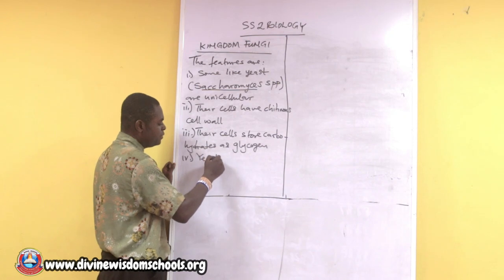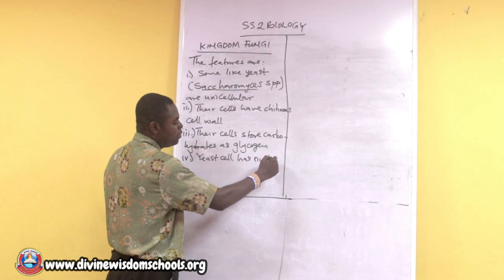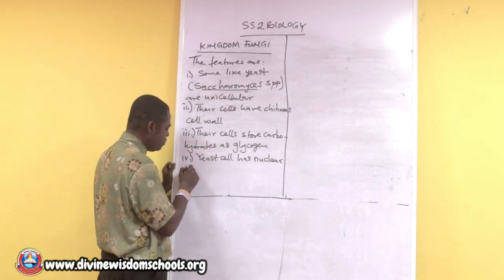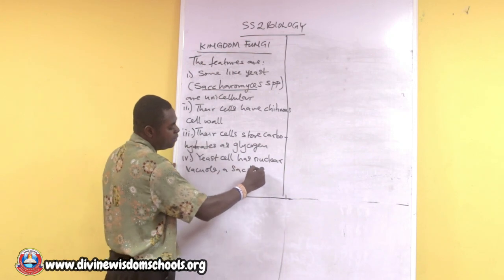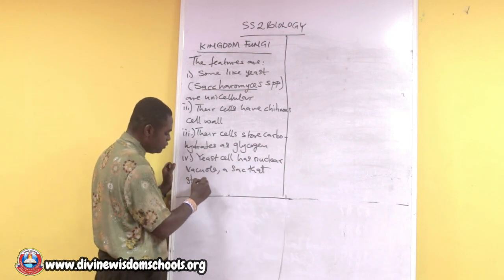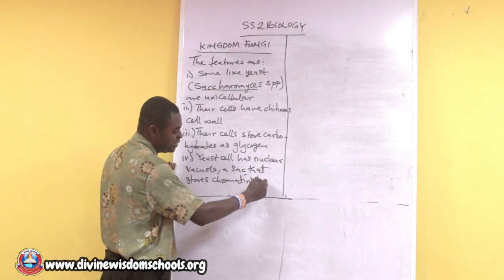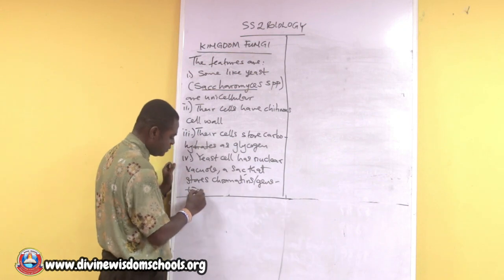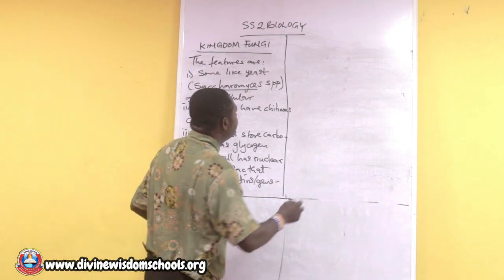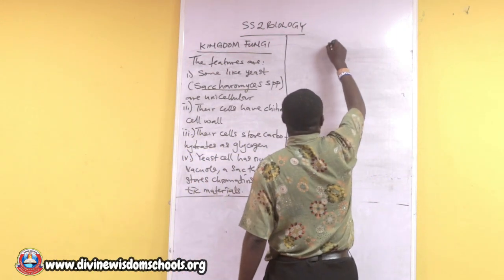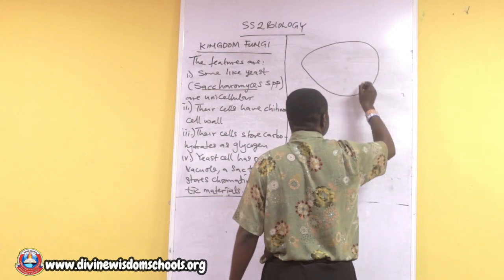Now, let me say something about yeast cell. Yeast cell has a nuclear vacuole, which is a sac that stores chromatins or genetic materials. And that is why we can have the diagram of a yeast cell when examined under microscope as this.